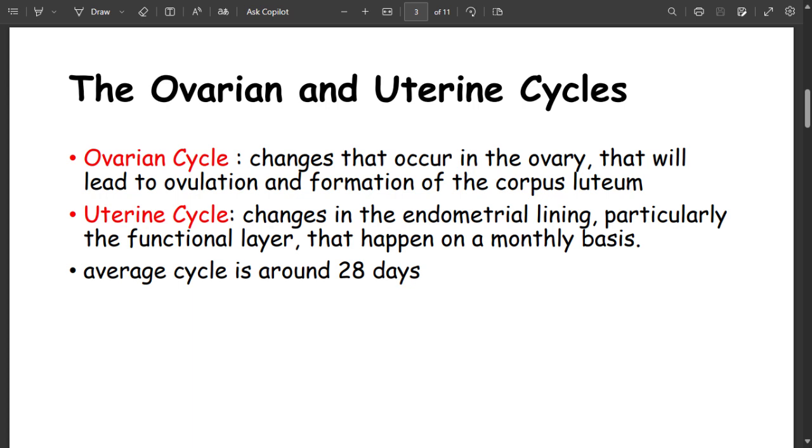Okay, so when you talk about the ovarian and uterine cycles, they are interlinked. What do I mean? The ovarian cycle is going to produce hormones that are going to influence the uterine cycle, and this is going to occur in tandem or in unison with each other, so to say. Okay, as we will see as we move on.